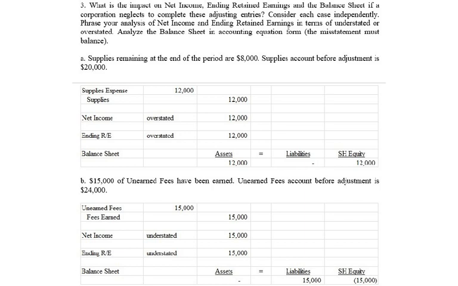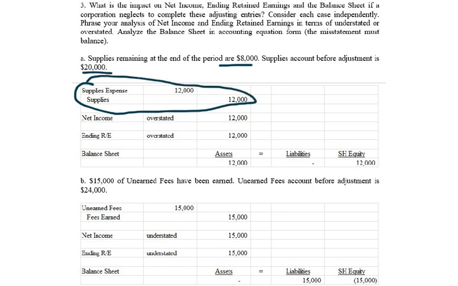Now the first one deals with supplies. So this is your basic deferred expense entry that we've covered in a previous video for this homework set. Supplies remaining at the end of the period are $8,000, and the supplies account before adjustment is $20,000. So once again, what am I telling you there? I'm telling you what should be in the asset account after adjustment. That suggests this is the entry they should have booked: supplies expense debit, supplies credit for $12,000, but they failed to do this.